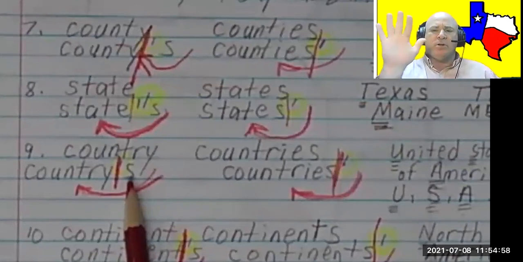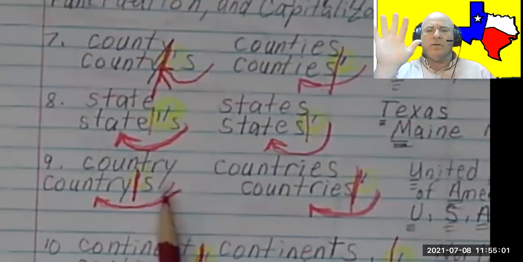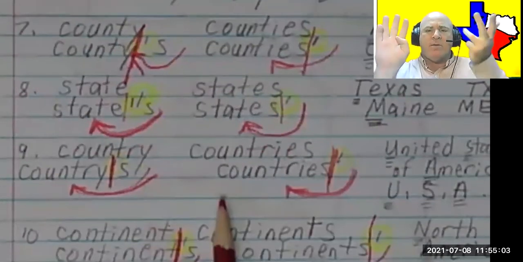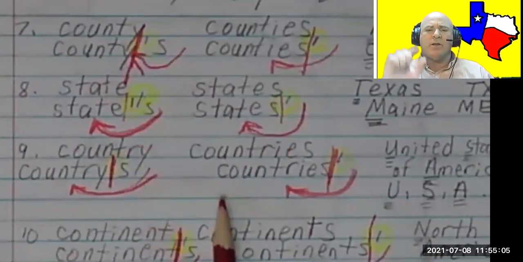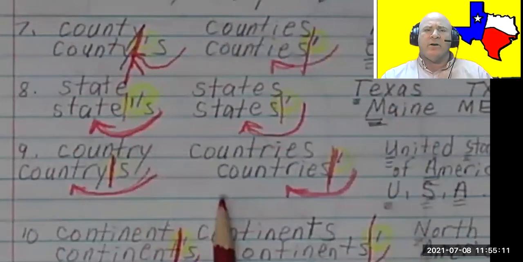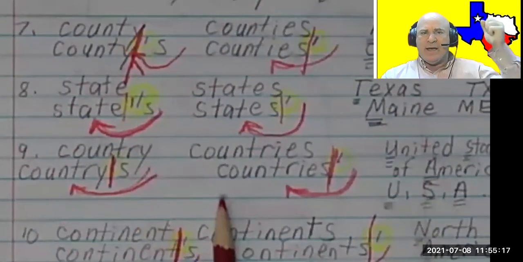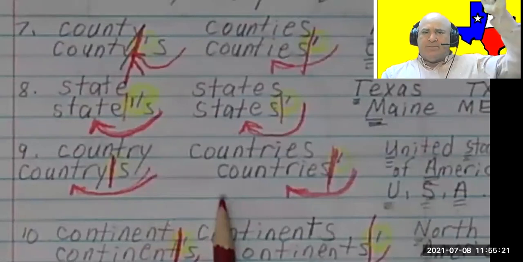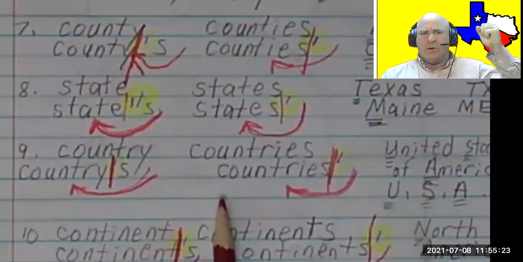Countries, plural. And I didn't throw a ball up. That means it's just more than one. The countries north and south of ours are named Canada to the north and, excuse me, Mexico to the south.